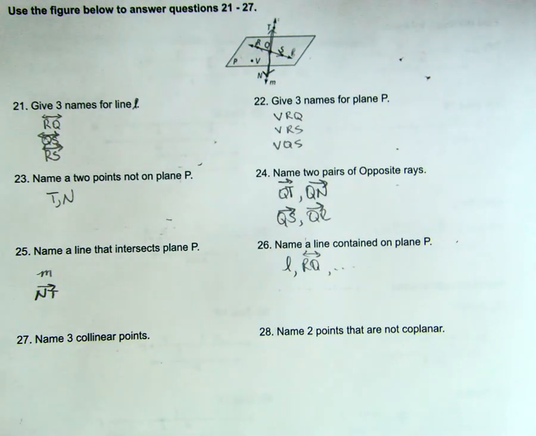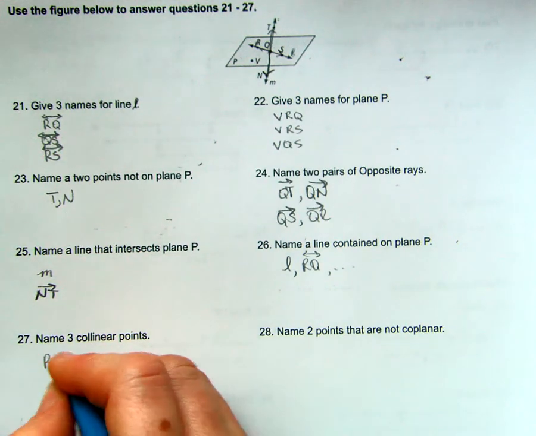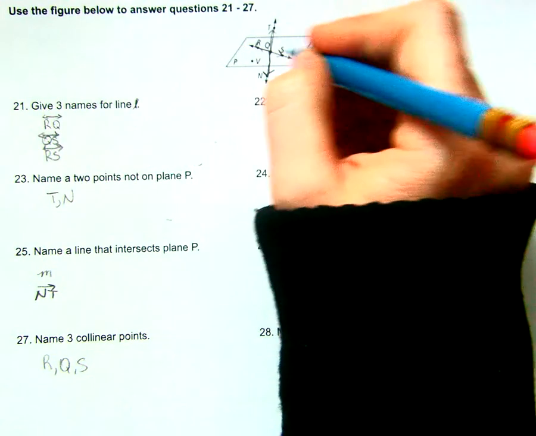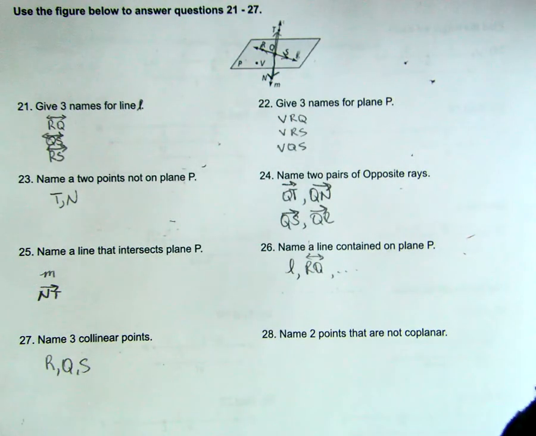27 says name 3 collinear points. So 3 collinear points are 3 points on the same line. So that would be R, Q, and S. All of the points on that line that is contained on P.